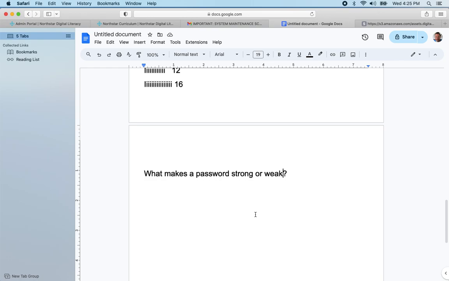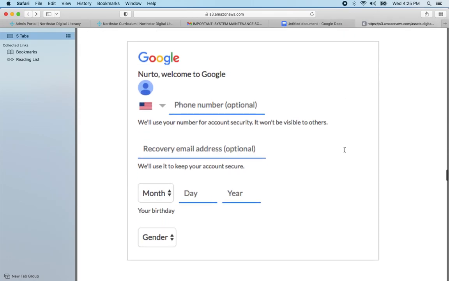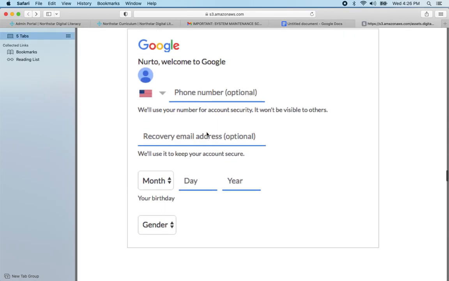Also, when you get a new email account, they want to know your phone number so they can call you or text you in case of some kind of emergency. So if you forget your password, they might call you or text you. Okay, let's look at reference B. They want your phone number and a recovery email address. If you have another email address, that's good. That will help you recover your email address.